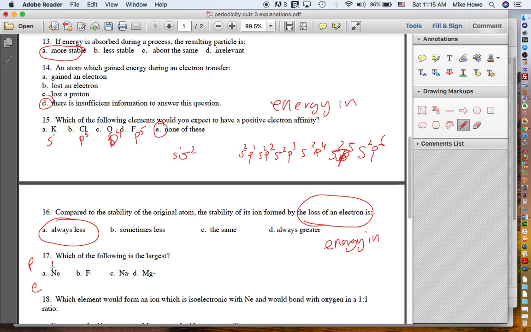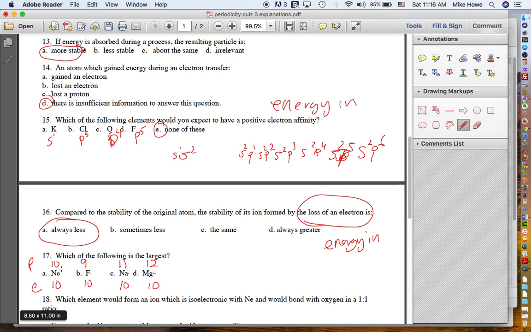So 10 protons, 9 protons, 11 protons, 12 protons. Electrons: 10 electrons, because there's no charge, they're even, but this is an F minus, so that's 10. Na plus, you've lost one, it's 10. Na plus 2, you've lost 2, it's 10. So they all have 10 electrons.